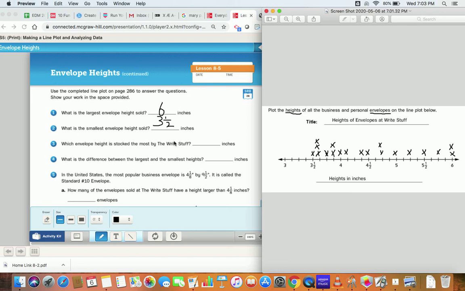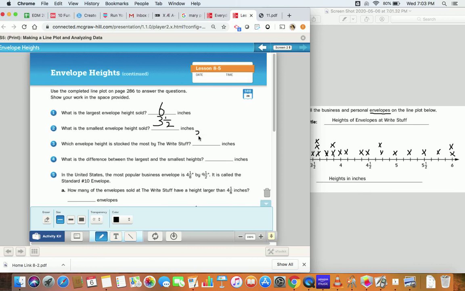Which envelope height is stocked the most by the Right Stuff? So which envelope did they have the most of is what they are trying to say there. And it's this one right here. There's 3 of those, and there's only 2 for several of the others. So 3 1/2 would be the same as 3 4/8. So the next one would be 3 5/8. So they stock more 3 5/8 envelopes than anything else.